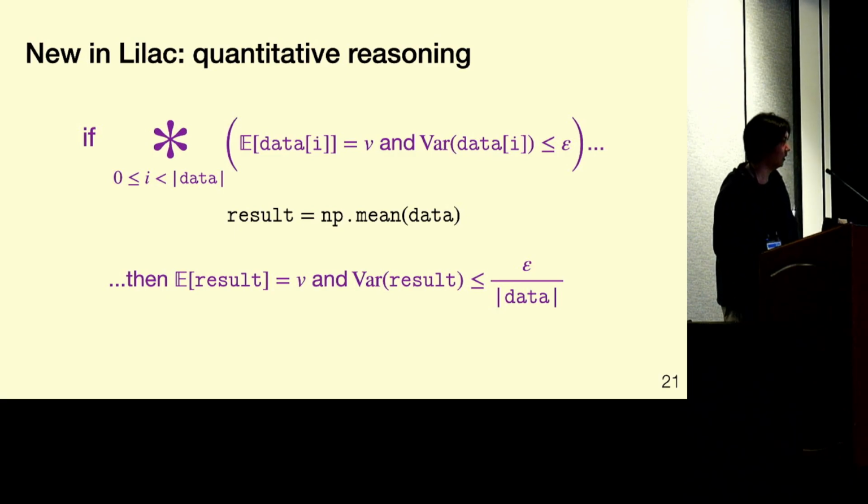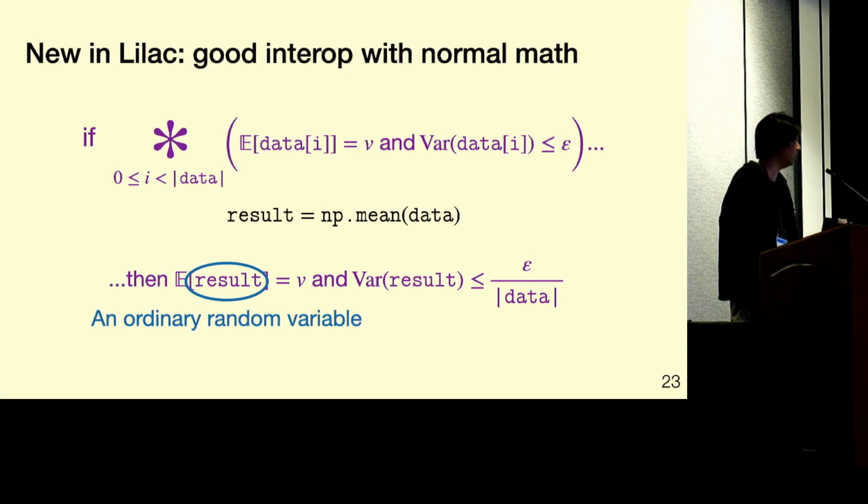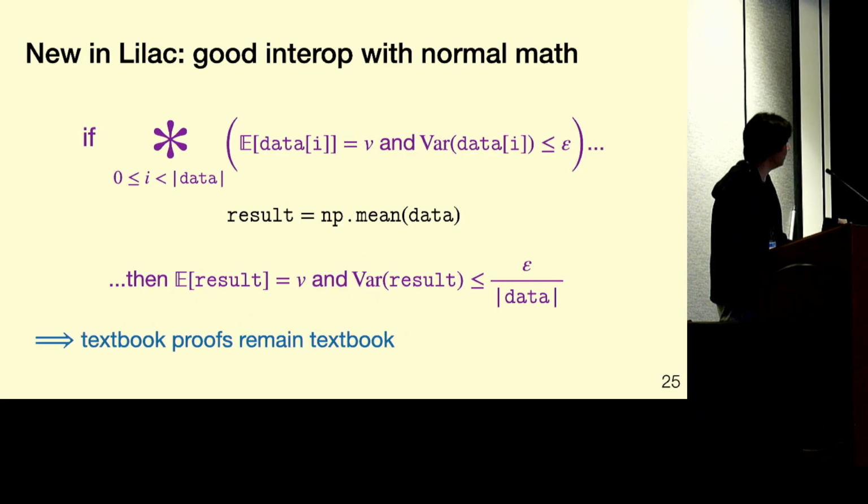The final thing that's new in Lilac, which I admit is a little bit subjective, is that we have this semantic model that we believe has better interoperability with ordinary textbook mathematics. So our semantic model is based on ordinary constructs of probability theory, and the upshot of this is that whenever you see something in a Lilac proposition that looks like pen and paper probability theory, it basically is pen and paper probability theory. For example, this variable here, that's just an ordinary random variable. This expectation and variance, those are mathematical expectation and variance, and so on. And the advantage of this is whatever manipulations you might want to be doing in your proofs that you already know from pen and paper, they carry over directly to formal proofs in Lilac.